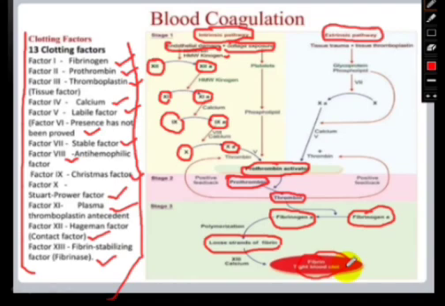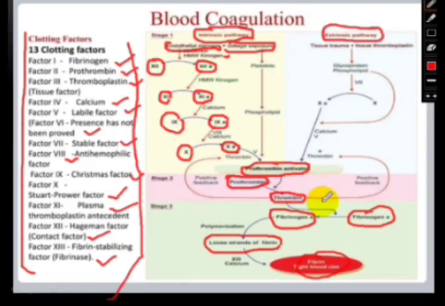Did we get that? Yes, sir. Are you confused? Okay, where are you lost? From prothrombin activator. Good. Factor 10.